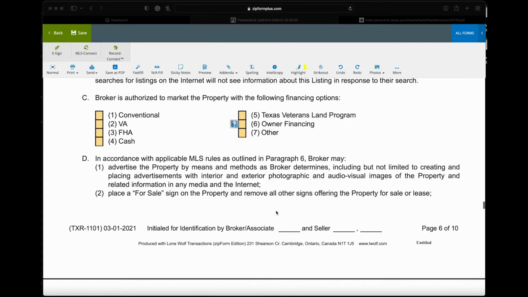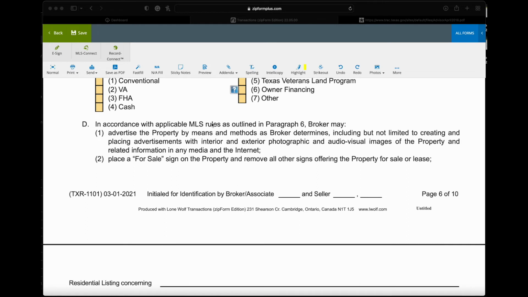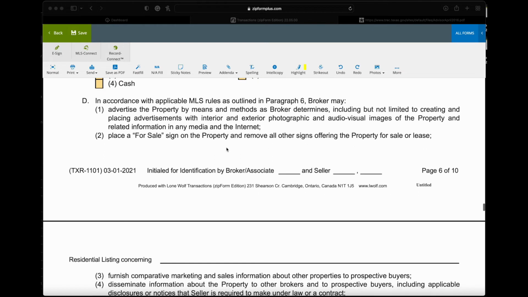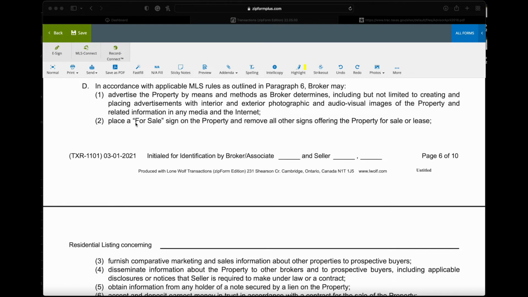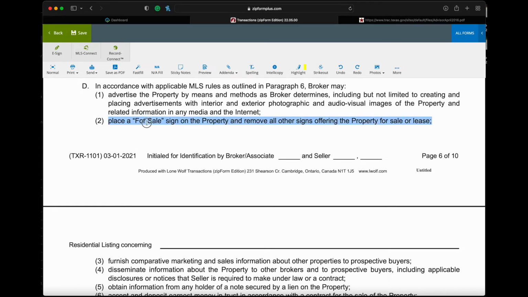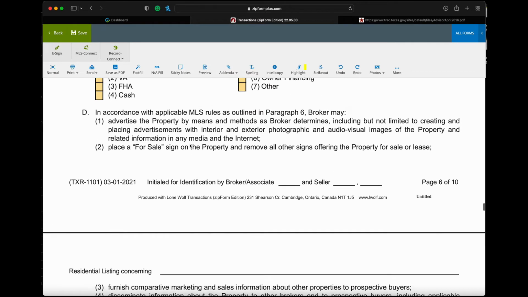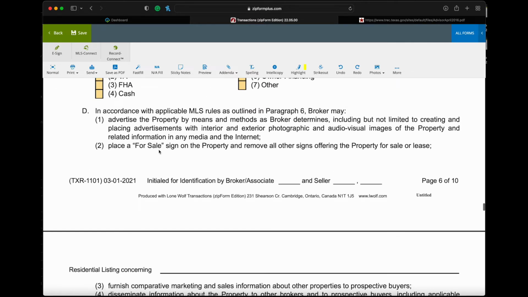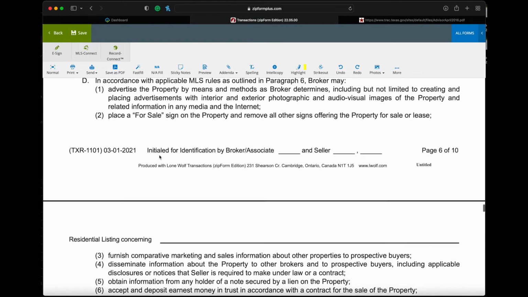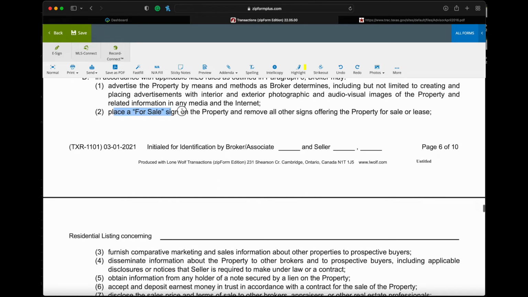Now, in accordance with the MLS rules, you may advertise the house. This says how you're going to place a for sale sign. And remember, the TREC rule, the Real Estate Act, does require this agreement so that you can put a sign in their front yard. Without this agreement, putting a sign in their front yard carries a very hefty penalty from the state. So do keep that in mind. You can never do a listing without this agreement in place.